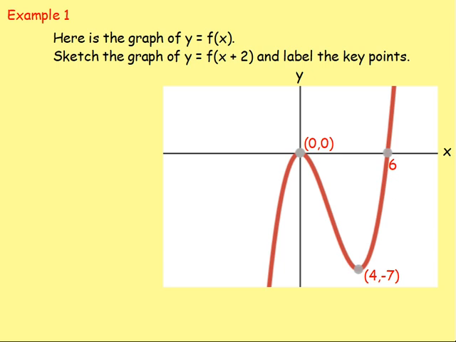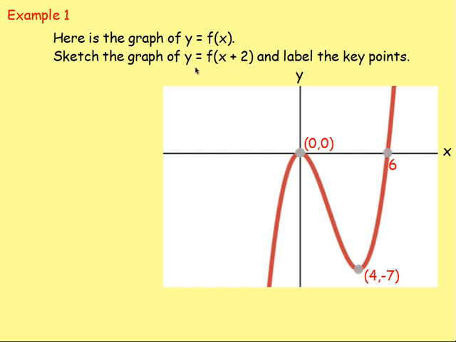Let's try an example then. So example 1, here's the graph of y equals f of x. Sketch the graph of y equals f of x plus 2 and label the key points. So with this one, we've got our 3 key points here. We've got 0, 0, 4, negative 7, and 6, 0.